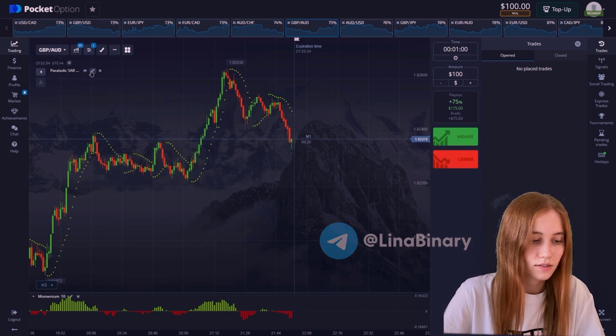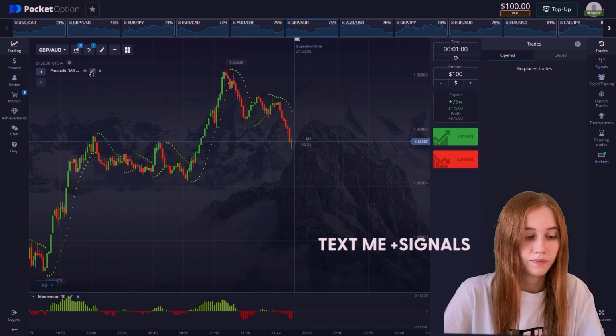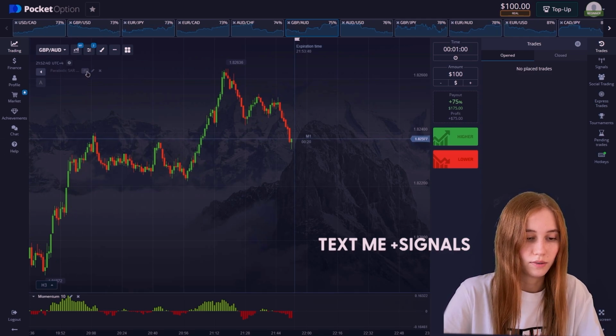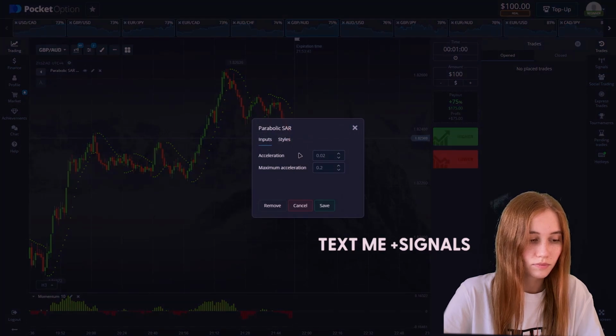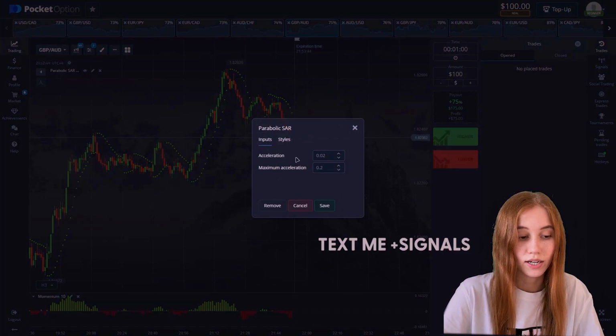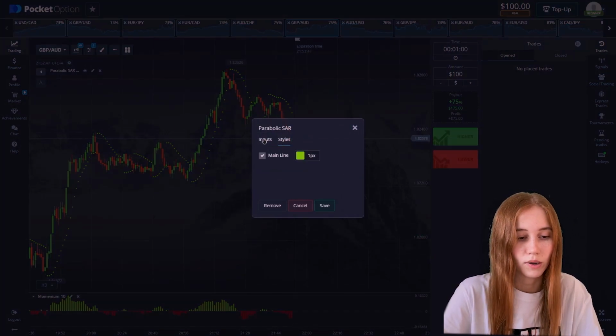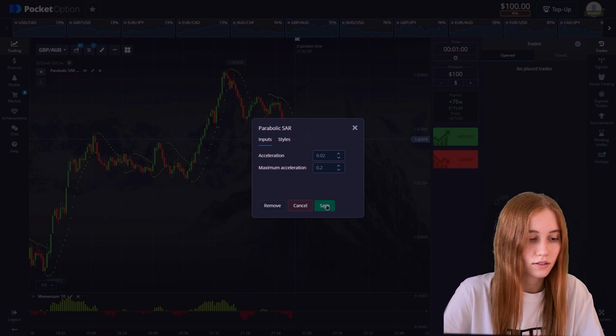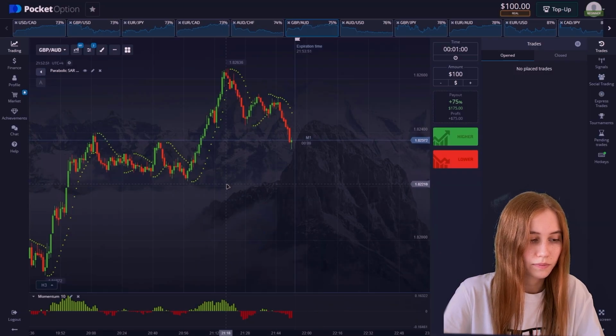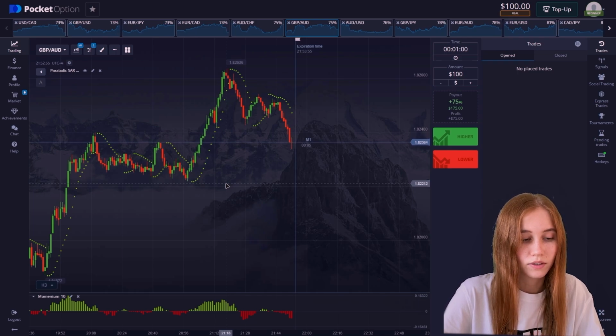Let's start talking about them. I'll tell you about the first, the parabolic indicator. You can see it. Let me show you the settings first and then I'll tell you about it. It's recognizing the right moments to close the current position and open the opposite one.